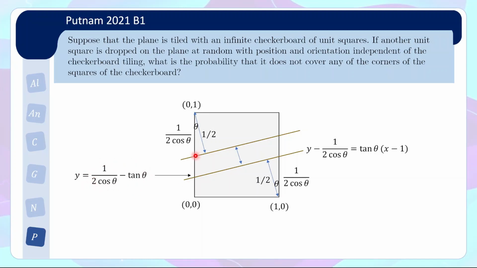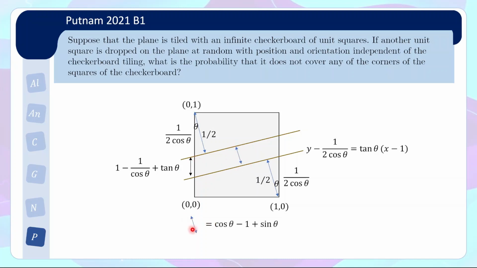And I also know the y-coordinate of this other line because it's just 1 minus this distance, which is 1 over 2 cosine theta as well. So this is the y-coordinate. So if I take the difference of the two y-coordinates, I'll get the vertical distance is actually 1 minus 1 over cosine theta plus tangent theta. And the slanted distance, which is the blue distance that we want, is the cosine of that.